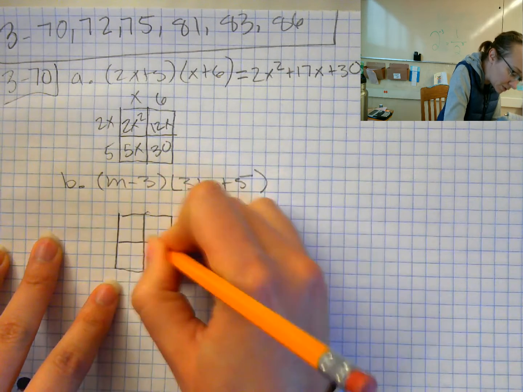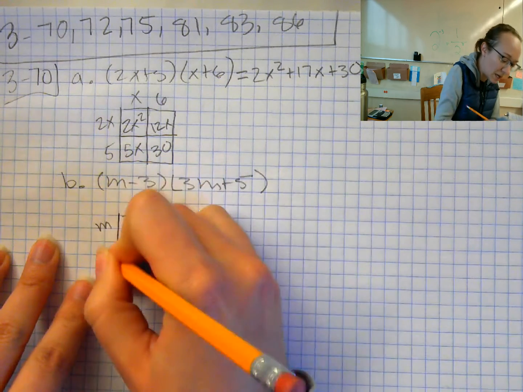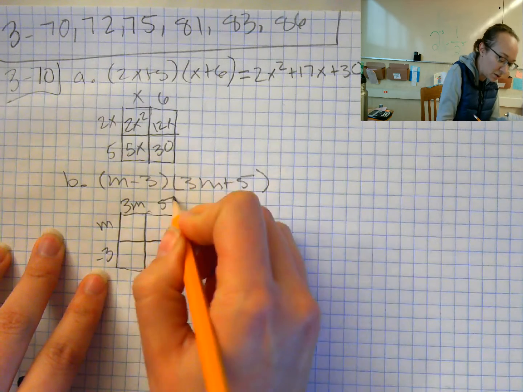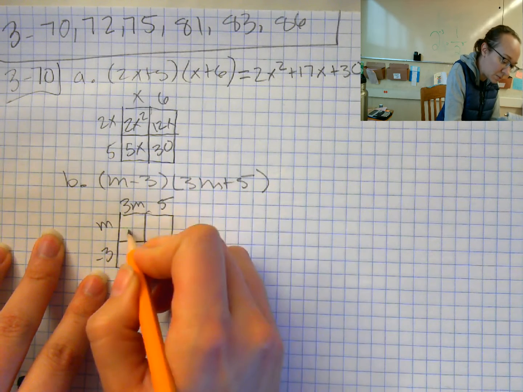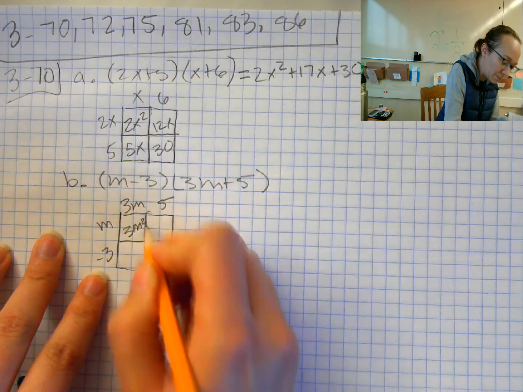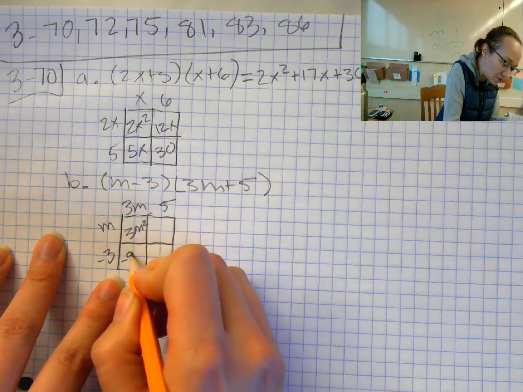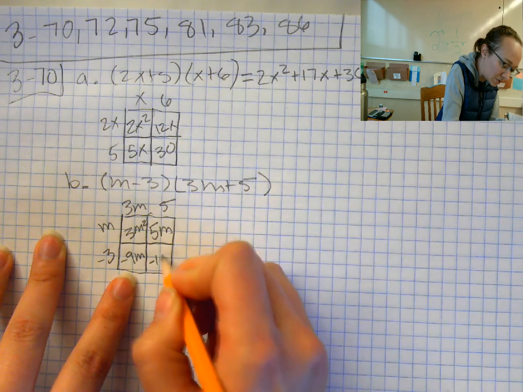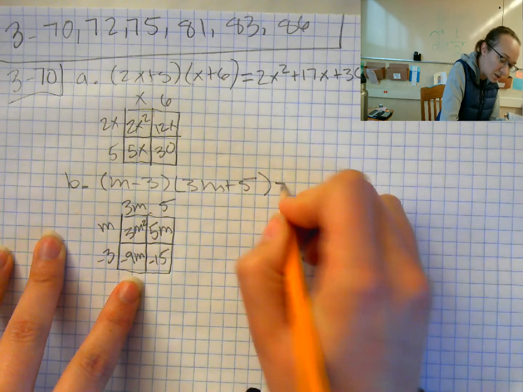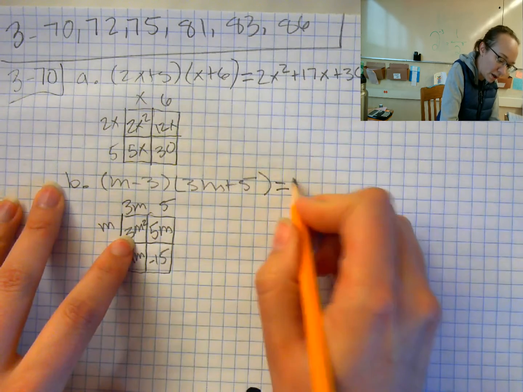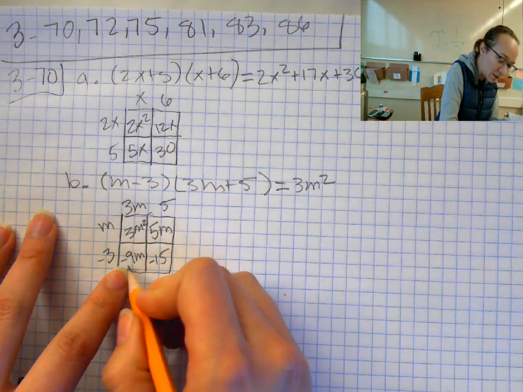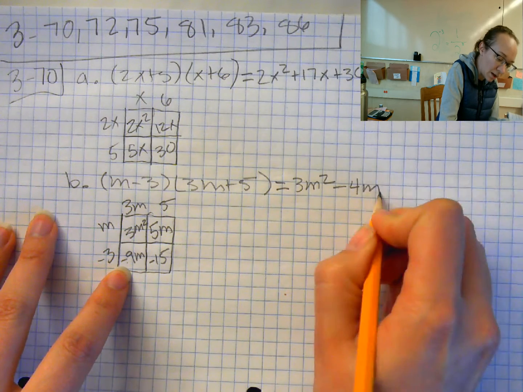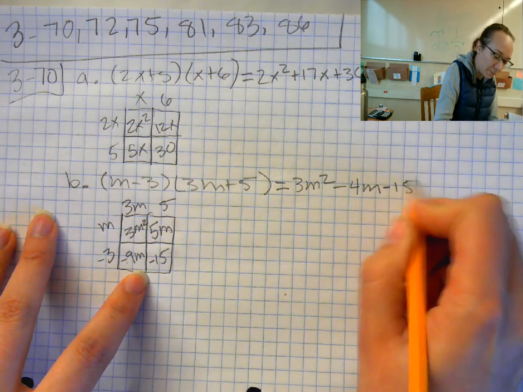All right, B, we have m minus 3, 3m plus 5. Same idea. So m, and then we write that as a negative 3, 3m, and a 5. 3m times m is 3m squared. That's going to be a negative 9m, a 5m, and a negative 15. So that would be 3m squared, negative 9 plus 5 gives me negative 4m, minus 15.